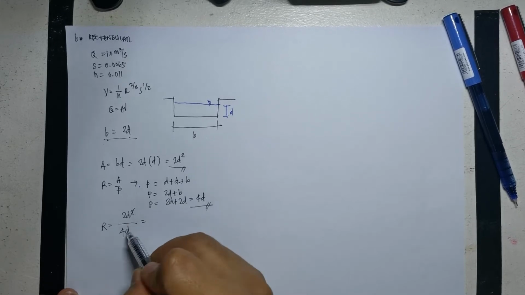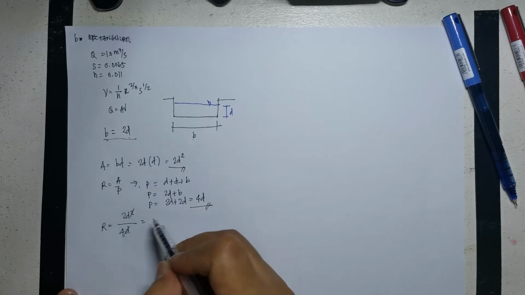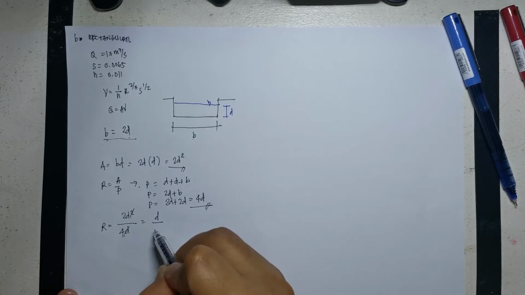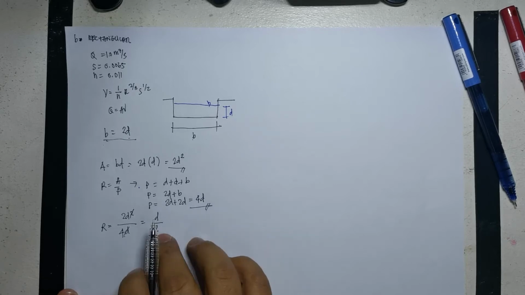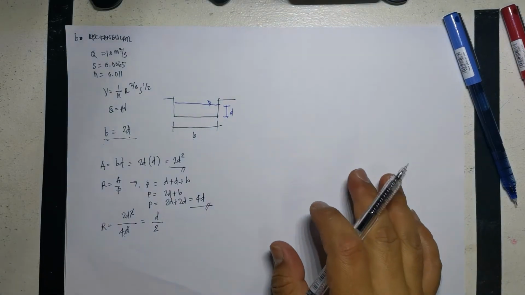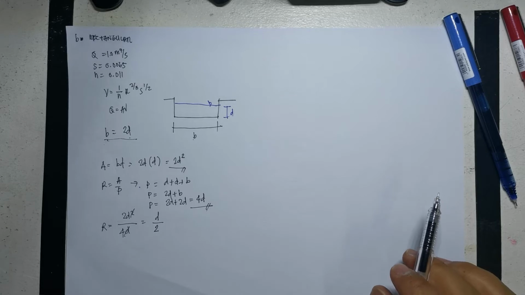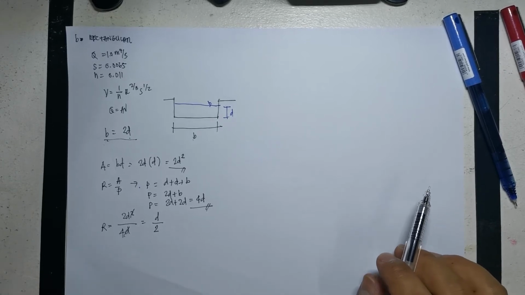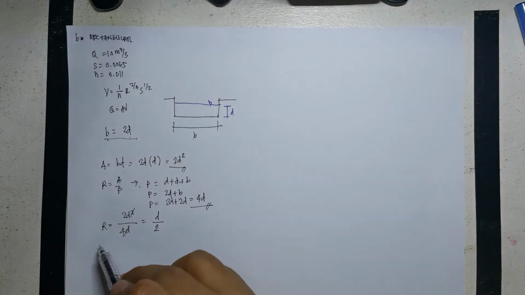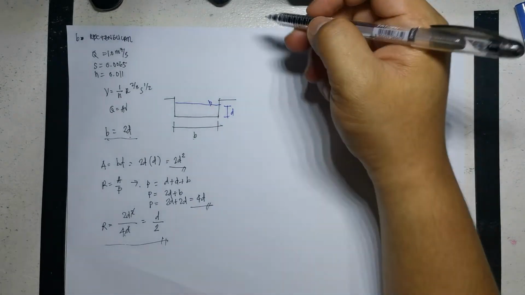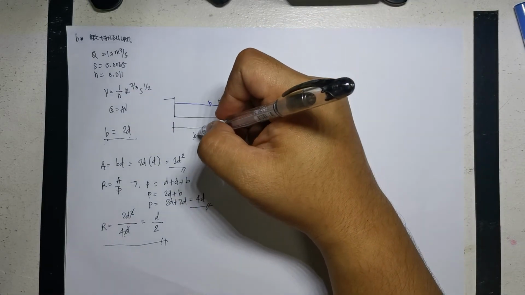So, makakancel natin yung isang D. I-simplify natin si 2 over 4. That will be D over 2. So napatunayan natin yung isang condition kanina that for the most efficient section, R is equal to D over 2 for a rectangular open channel. Okay, so let us now solve for the depth and the base.